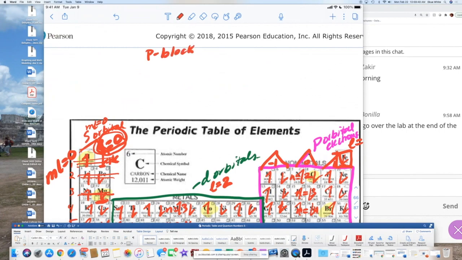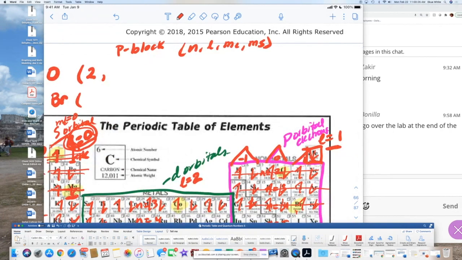For the P block, remember -1, 0, +1 are my M sub L's. They're all listed there. Okay, for my P block, I'm working on order N, L, M sub L, M sub S. For the element oxygen, and then bromine. Okay, so energy level. P block starts at N is 2. So this right here is N is 2, right? N is 3, N is 4. So here, 2, comma. And then what am I doing next? Oh, L. L for this one should be L is 1.